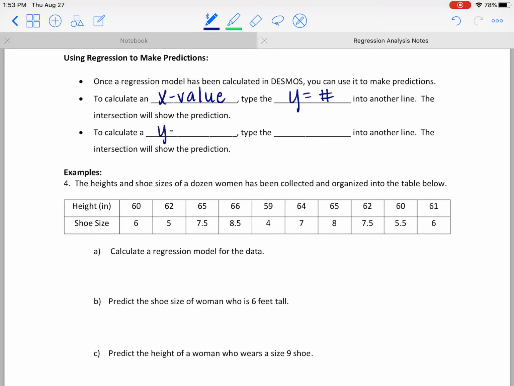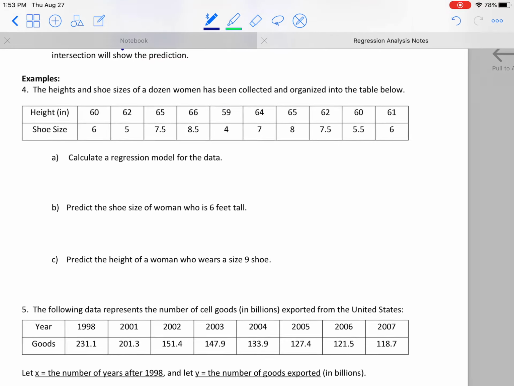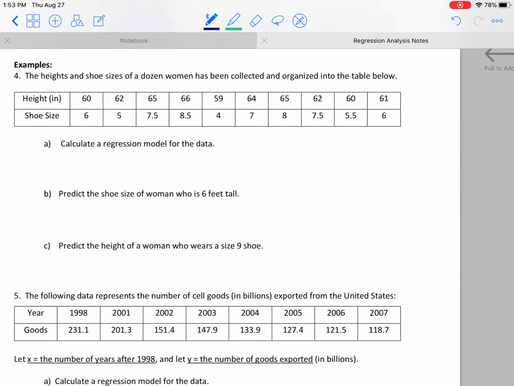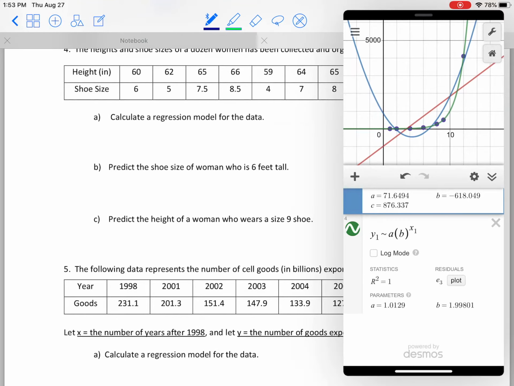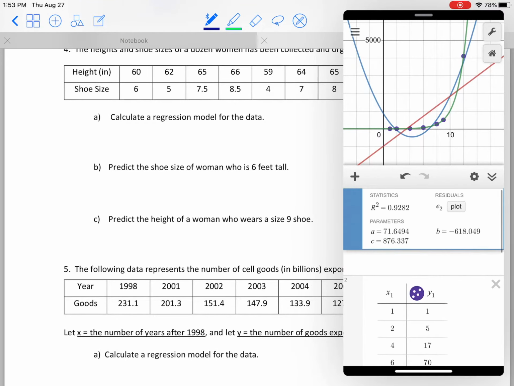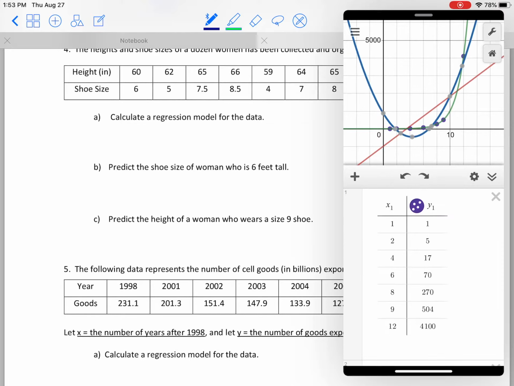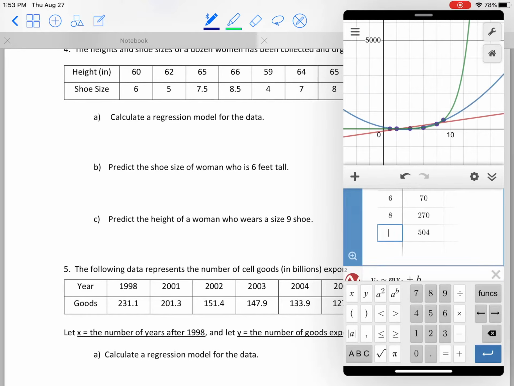So if I want to calculate a y value, I'm going to type in the given x equals into a separate line, and again, I'm going to be looking for an intersection. Okay, so I'll show you. Let's look at this first problem. So I got all my models in here. Gosh, I keep moving my table. Let me get rid of my data.